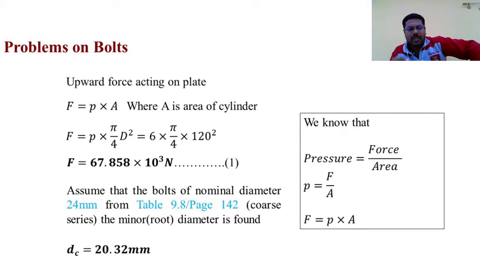Assume that the bolts have a nominal diameter of 24 mm. From table 9.8, page number 142 of the data handbook, coarse series, the minor root diameter is found. Dc = 20.32 mm. The core diameter of the bolt is equal to 20.32 mm, taken from the data handbook.